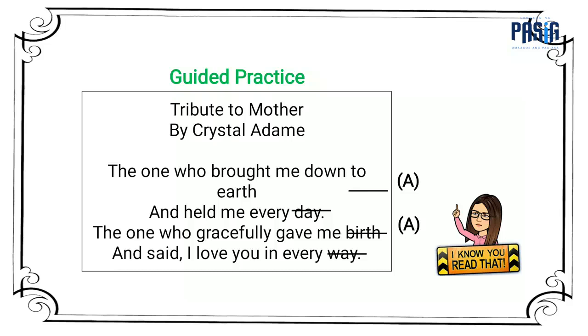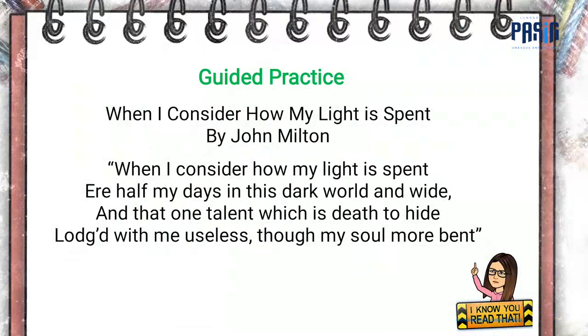Now let's try a difficult one. Identify the rhyming words and give the rhyme scheme of the stanza of the given poem. When I Consider How My Light Is Spent, by John Milton. When I consider how my light is spent, ere half my days in this dark world and wide, and that one talent which is death to hide, lodged with me useless, though my soul more bent.